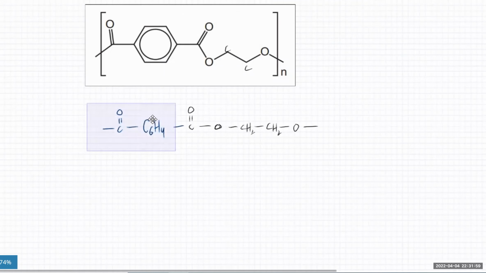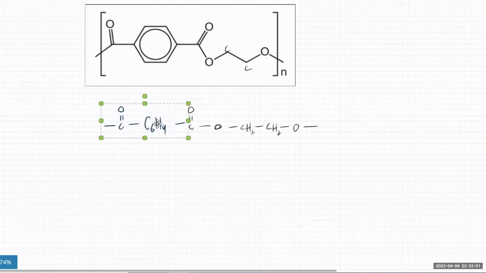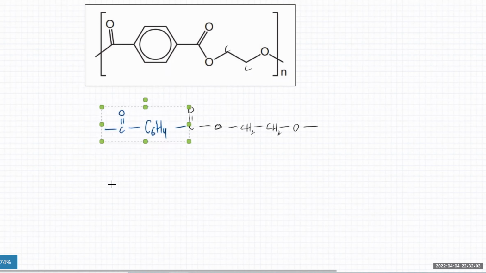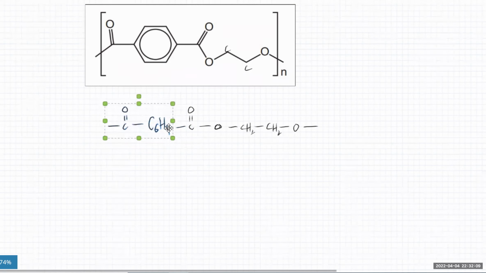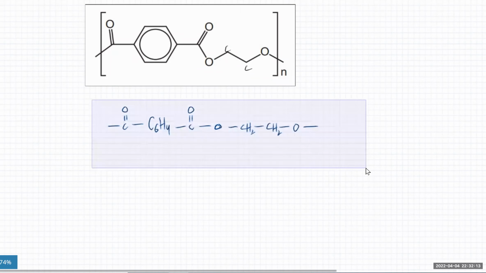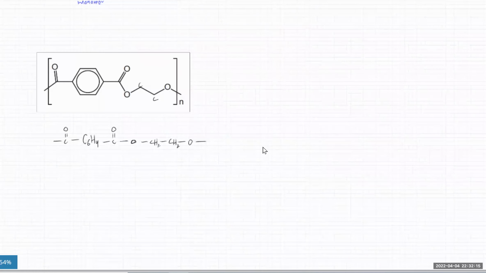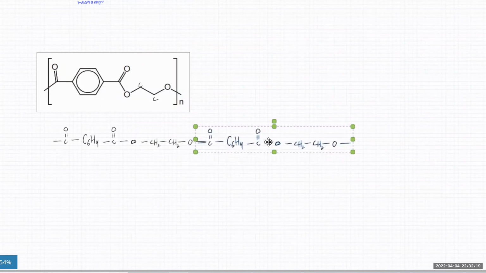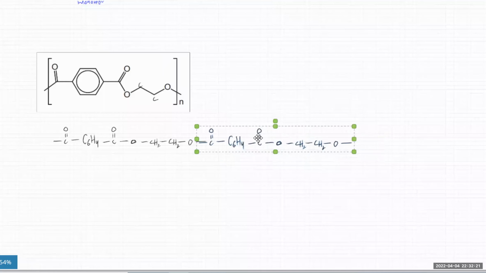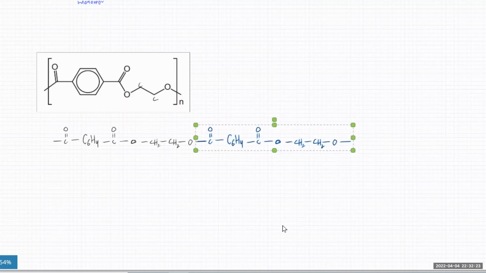So anyway, here's your molecule, and that's your repeat unit. So this thing is going to repeat. So I'm going to draw another one, and I'm going to make it repeat, and I'm going to connect the ends. So that's kind of fine.